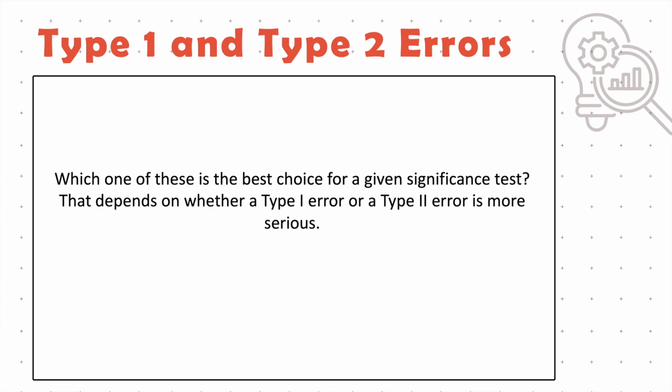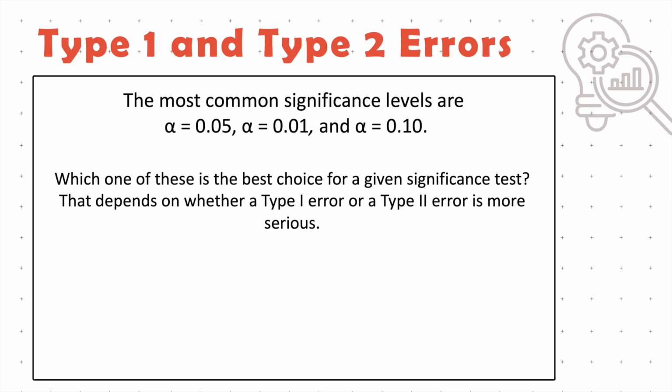So which one of these is the best choice for a given significance test? Well, that's going to depend on whether a type 1 error or a type 2 error is more serious. I guess this is backwards. My apologies. But so we typically look at the three significance levels of 5%, 1%, and 10%. And if we were basing that off of what we need for the hypothesis test, sometimes it's specified for us, sometimes it's not. We would justify that off for which one is more serious, a type 1 error or a type 2 error.